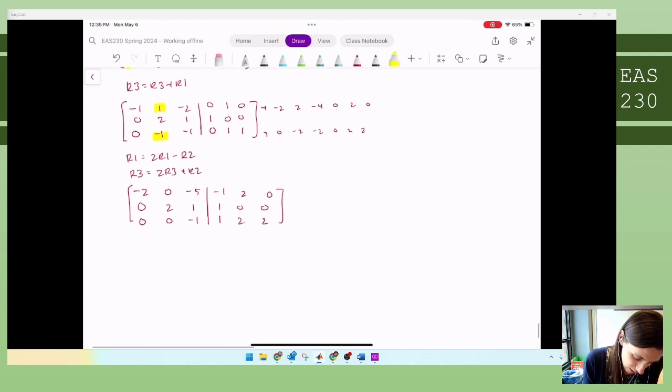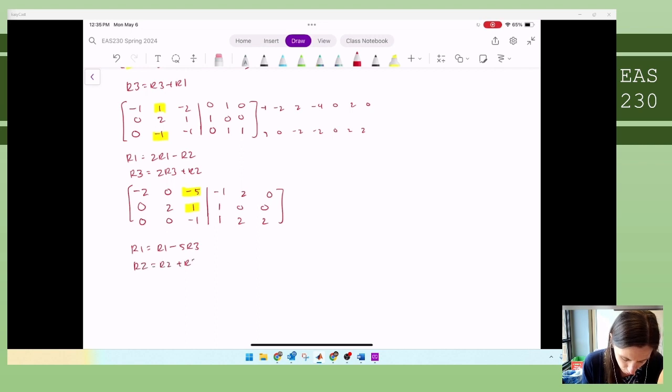And then last thing, I want to go ahead and make these ones zeros. So row 1 is going to be row 1 minus 5 times row 3. And then row 2 is going to be row 2 plus row 3. So I'm going to multiply row 3 by 5 down here. 0, 0, -5, 5, 10, 10. I'm going to go ahead and add in that negative there, so all these numbers change sign.